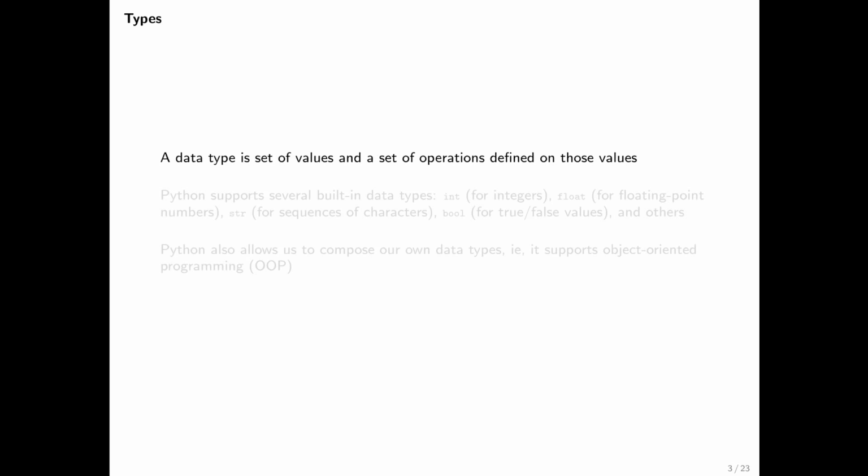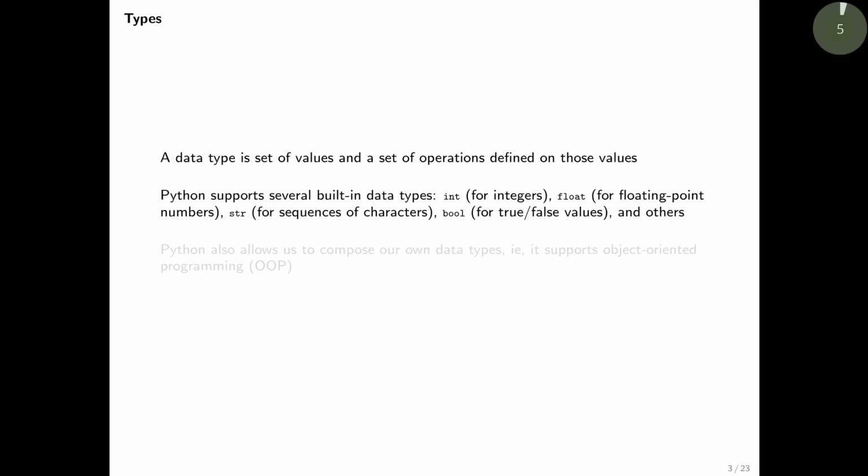Well, a data type is a set or collection of values along with a set of operations that are defined on those values. Okay, so each type allows for a range of values, and you can perform a certain set of operations on those values. So that's what a type is. A type always specifies a set of values and the allowed operations on those values.